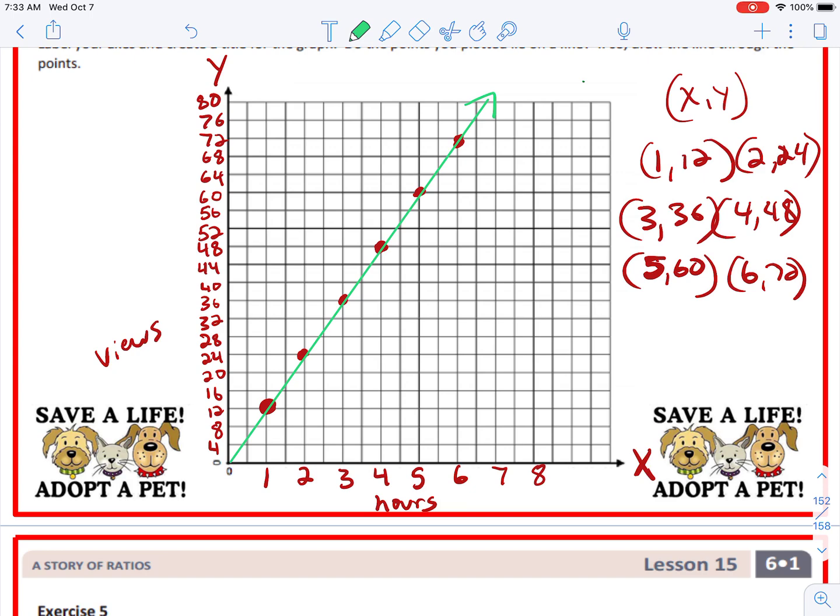Okay? It's up to you how you want to label your graph, how you want to count up. We could have counted up by 12s, but then 72 would have been somewhere right here, and your graph would have looked something like this. But that's okay, it's not wrong. I just wanted to take advantage of the full graph, so I counted up by 4s.